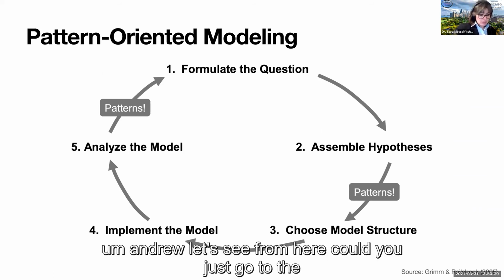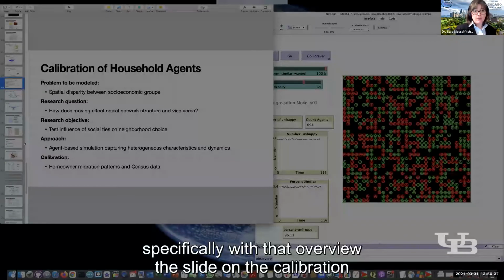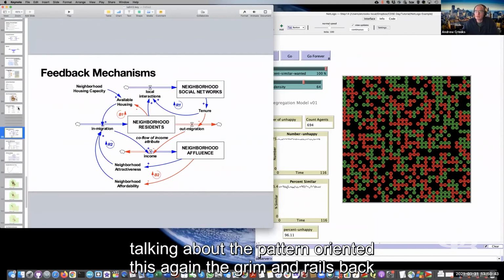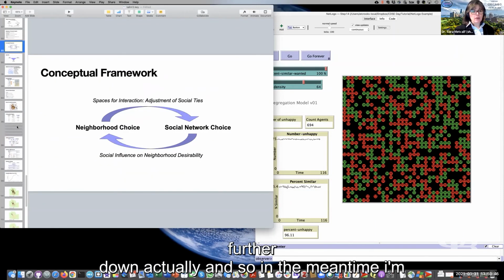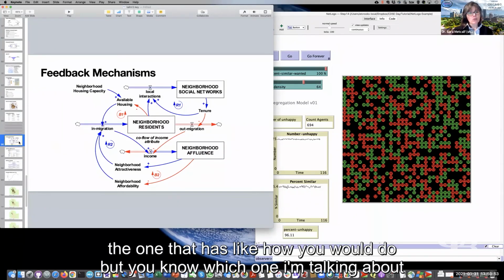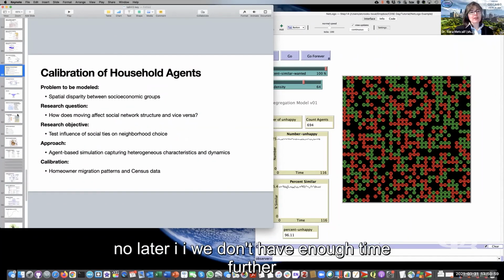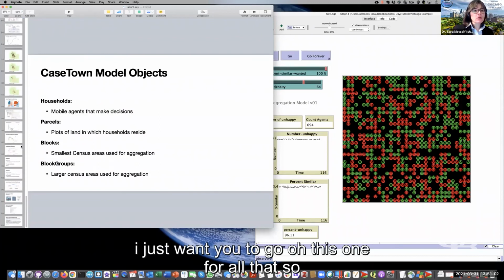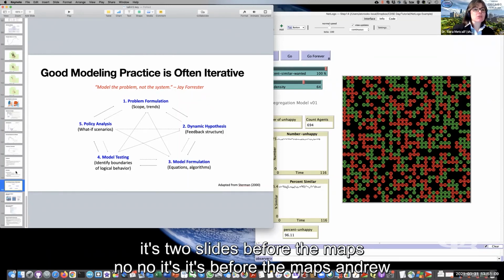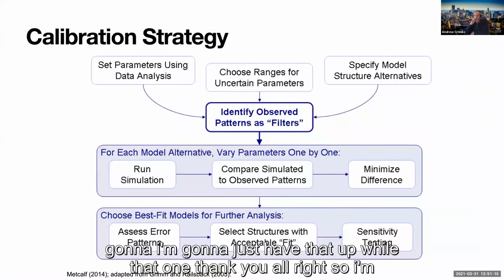Andrew, let's see, from here, could you just go to the slide on the calibration specifically with that overview? Do you know which one I'm talking about? The pattern oriented. It's again the Grimm and Railsback further down, actually. In the meantime, I'm going to read the question, but you know which one I'm talking about, the one that has like how you would do it. Not further down from that. No, further. This one. No, later. We don't have enough time for all that. So I just want you to go. This one. No. No. It's before the maps, Andrew. It's 2 slides before the maps. That one. Thank you. All right. Sorry. So I'm gonna just have that up while I also.